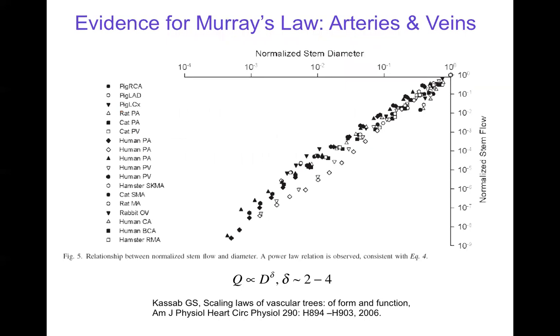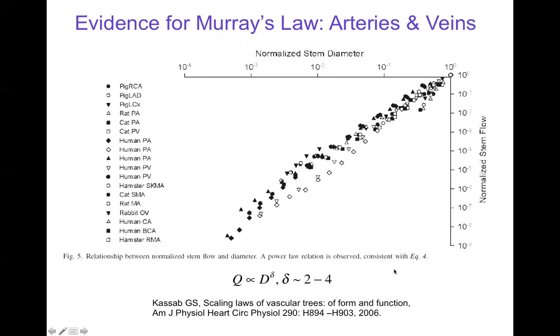So then you can look at data, and here is a graph from a paper by Kassab in AJP in 2006. He looked at, for different tissues, different animals, some arteries and veins, how basically flow and diameter are related in different vessels. And it's a log-log scale. And the slope here, the average of it is around 3.